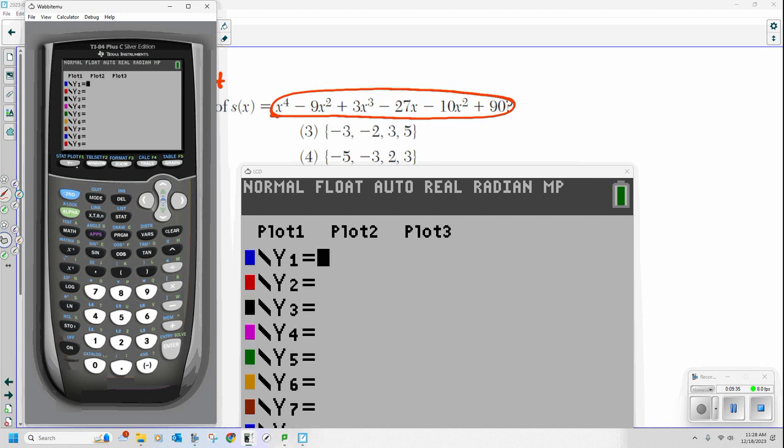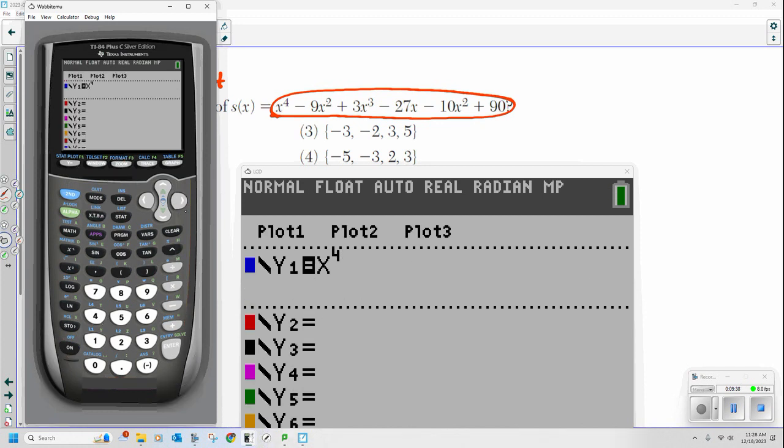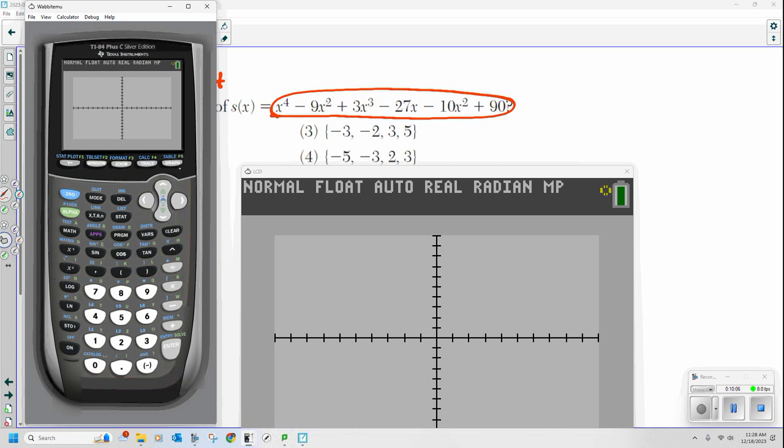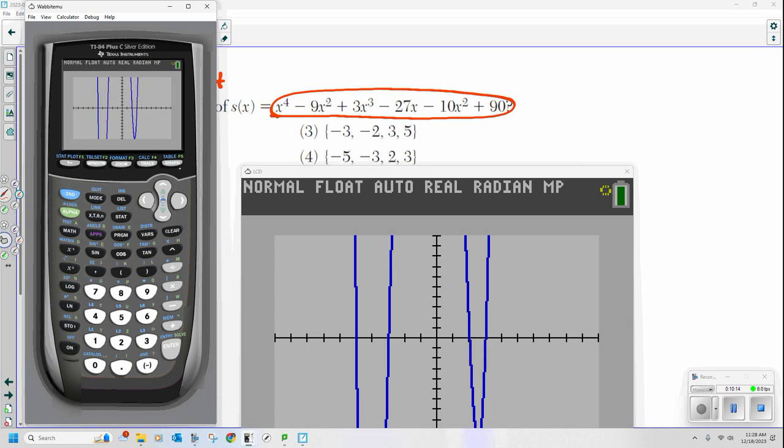I'm going to put x to the power of 4 minus 9x squared. Who cares if it's in a weird order? Plus 3x cubed minus 27x minus 10x squared plus 90. I can combine like terms, sure, but just put in the calculator what they gave you and graph it. So I should touch this x-axis, hopefully at 4 spots. 1, 2, 3, 4. There we go.